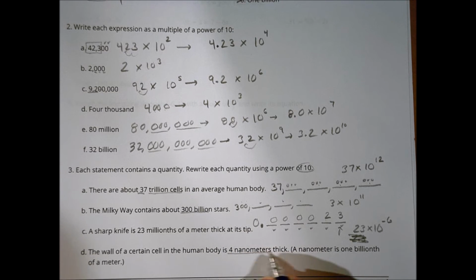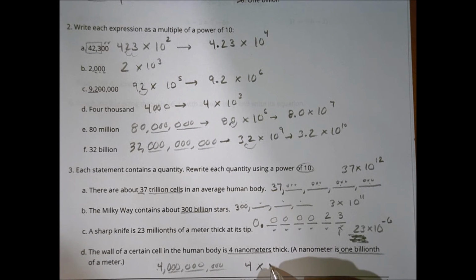The wall of a certain cell of the human body is 4 nanometers thick. Nanometer is 1 billionth of a meter. So 1 billionth. Okay, so a billionth as a regular billion is 4, 1, 2, 3, 1, 2, 3, right? Billion, million, thousand, hundreds. So it's 9 zeros. Okay, so we do 4 times 10 to the negative 9. Now we're at 4 billionths of a meter, something along those lines.